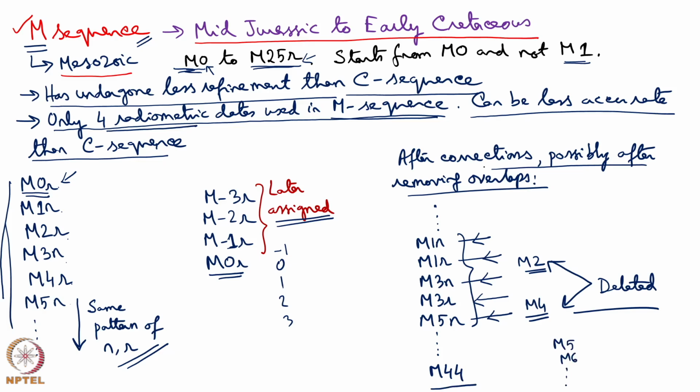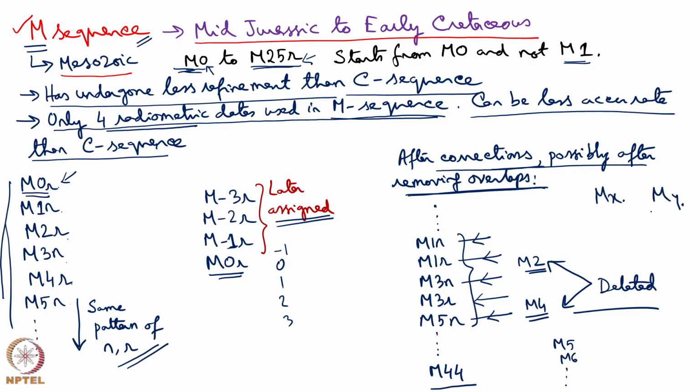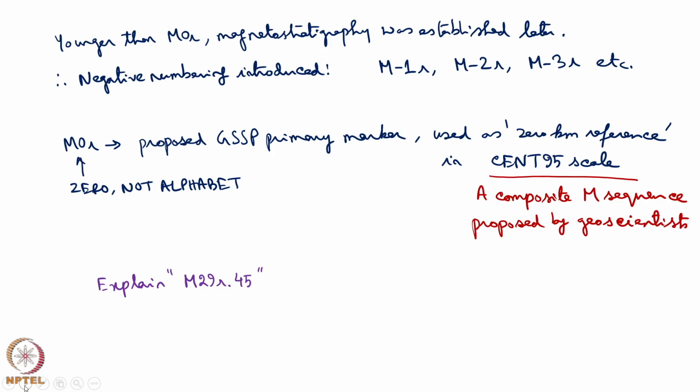Why? Because with subsequent findings and research, some overlaps were removed from the M sequence. The same rock, or of the same time, was assigned, let us say, Mx and My. Once it is understood, then either of them can be removed, or if a part of Mx and a part of My are overlapping, then correction is required. So, it is a global collaboration using which the C sequence and the M sequence have been deduced. As I said, for units younger than M0R, we use symbols like M minus 1R, M minus 2R, M minus 3R, etc.